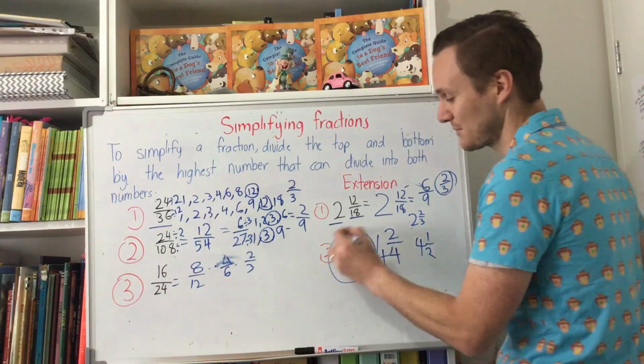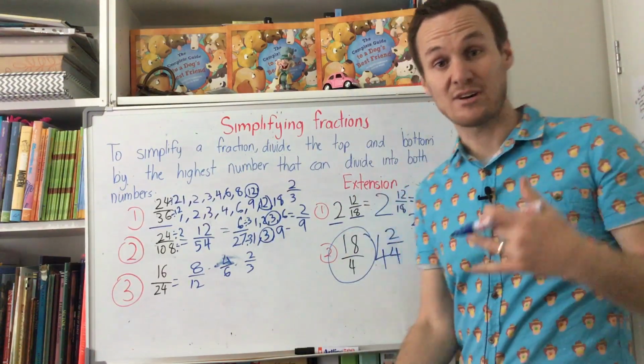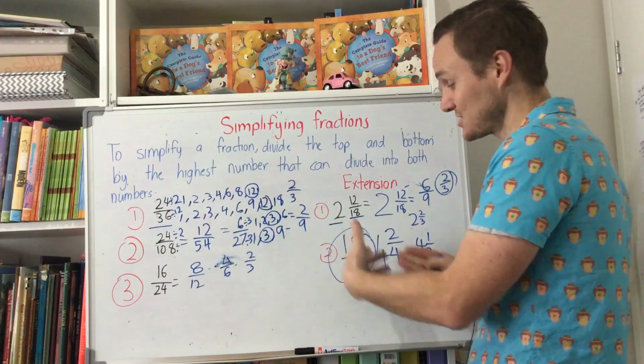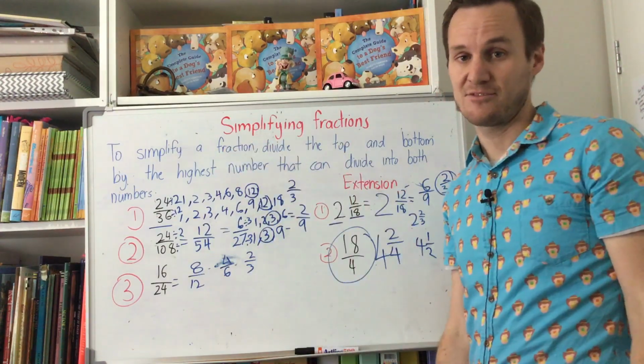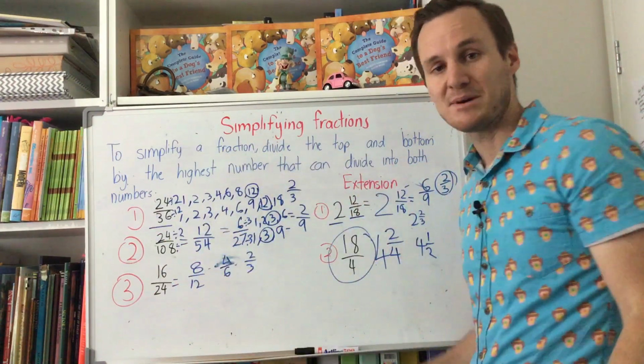So if you have an improper fraction and you want to try to get that into a simplified form, I would change it to a mixed fraction and then simplify it from there. I know this is a little bit tricky, but give it a go, okay?